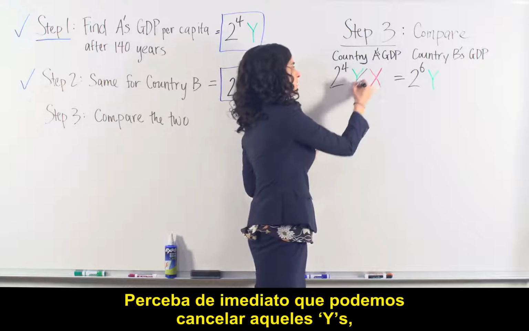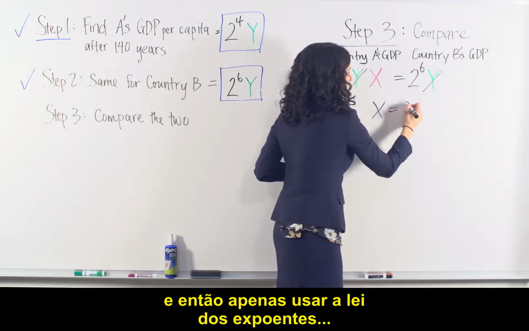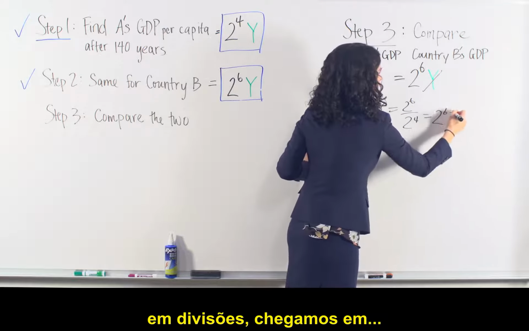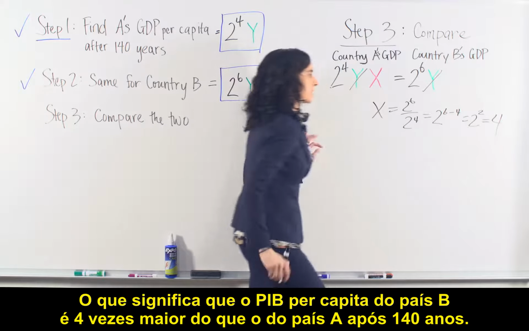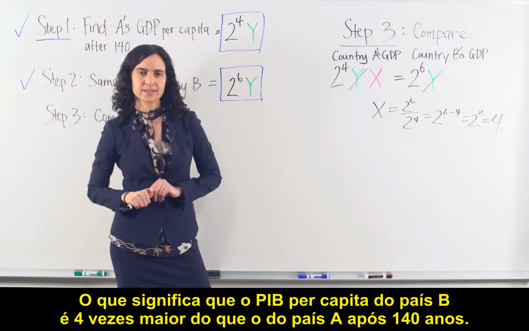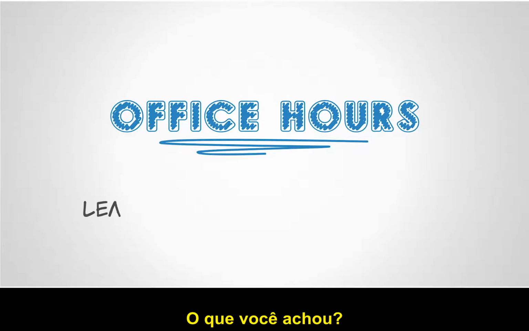Notice immediately we can cancel out those Y's, and then just using the law of exponents in division, we get 2 to the 2nd, which is 4, which means that country B's GDP per capita is 4 times larger than country A's after 140 years. And that's the answer.